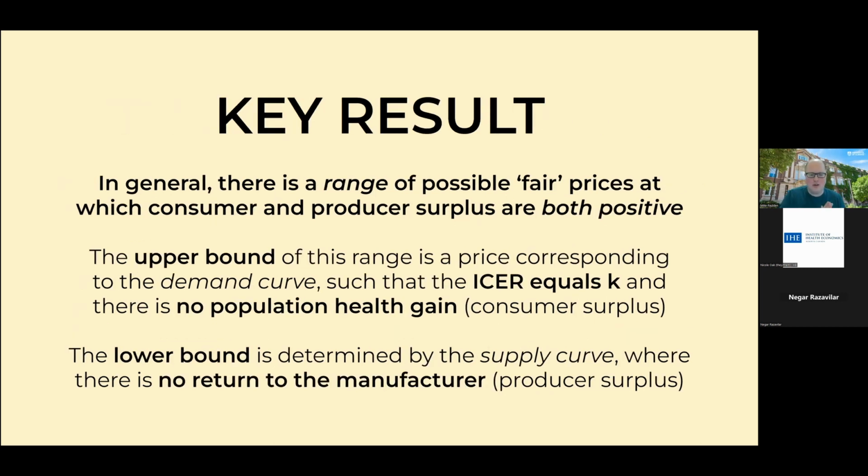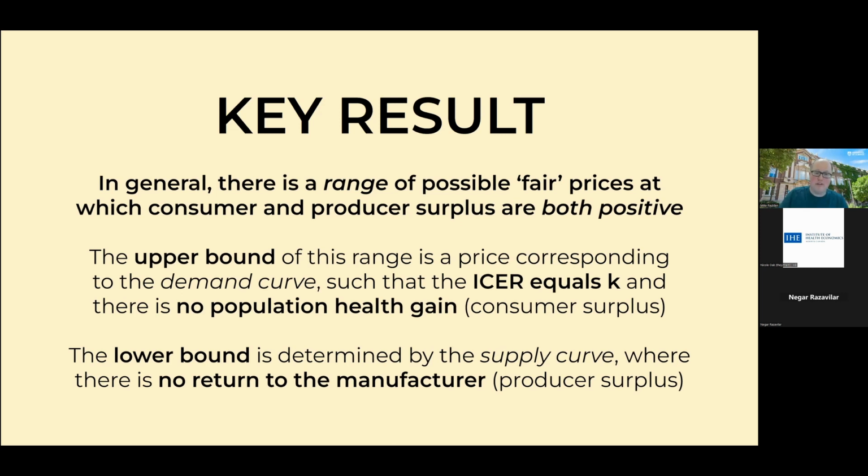So there's a key result here that comes from this, which is that the upper bound of the range of fair prices is a price corresponding to the demand curve. Okay, so in general, let's be clear, there are some medicines where this would not apply, and I'll talk about them later. But in general, there's going to be a range of possible fair prices. The upper bound is the price corresponding to the demand curve, and at that price, at that upper bound, the ISA will equal K. And at that price, there is no population health gain from reimbursing the medicine. Every QALY gained by the patients that receive the medicine is displaced by one QALY foregone elsewhere within the public healthcare system. That's the upper bound.